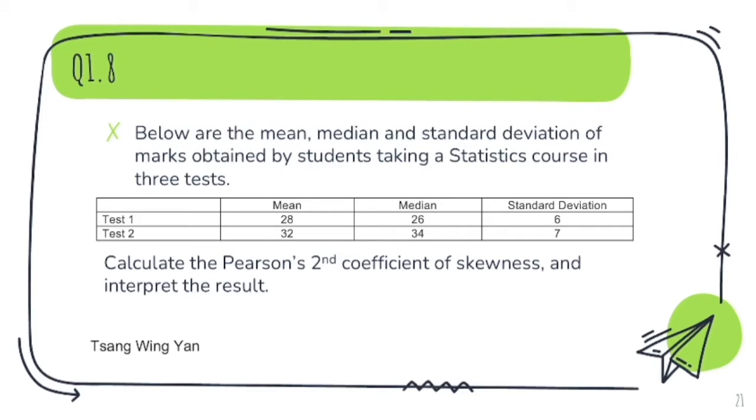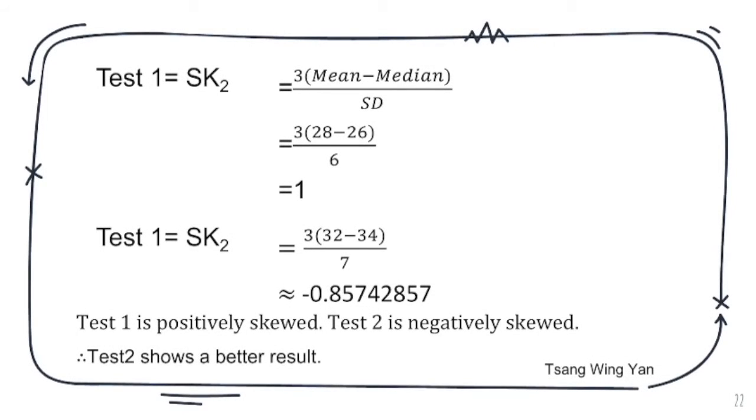The question asks us to calculate the Pearson's second coefficient of skewness. So the formula of the SK2 is written down here. It is 3 multiplied by (mean minus median) and divided by the SD. To calculate the SK2 of test 1, we substitute the data provided in the question into the formula. And here is the result.